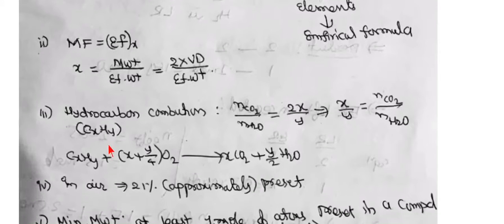Sometimes they will give a hydrocarbon and combustion related question, and you will get x moles of carbon dioxide and y by 2 moles of water. In that hydrocarbon combustion case, the simplest ratio x is to y we can find by using NCO2 by NH2O. Here 2x by y is equal to NCO2 by NH2O. Using that, we find x by y.